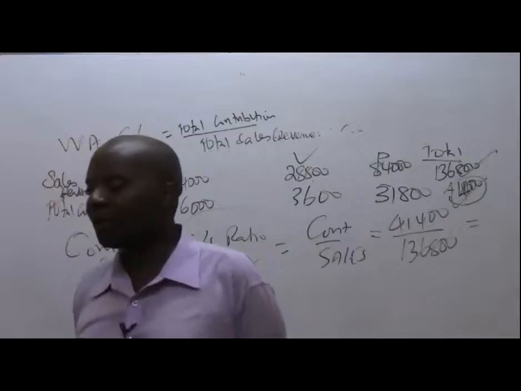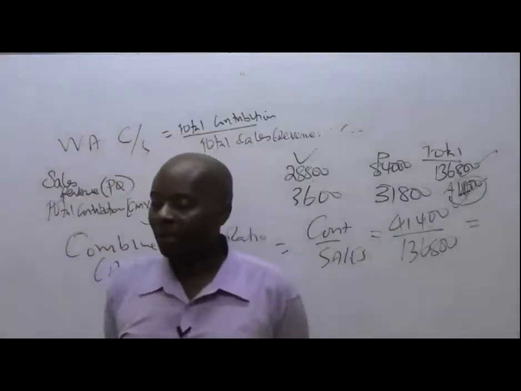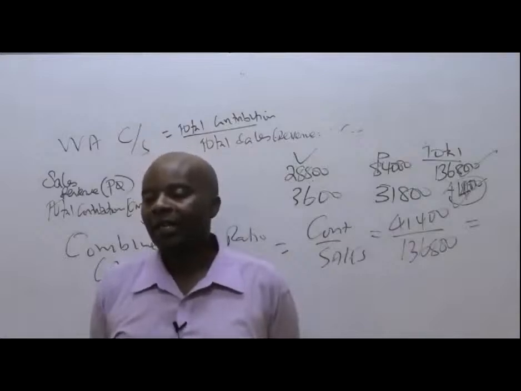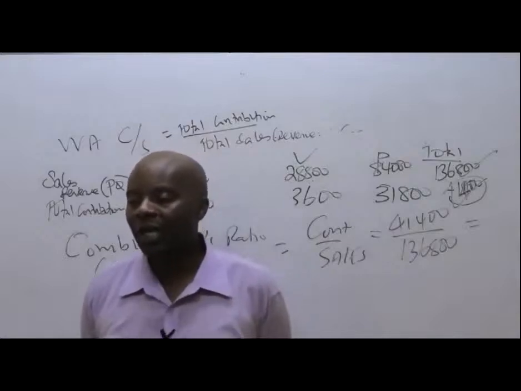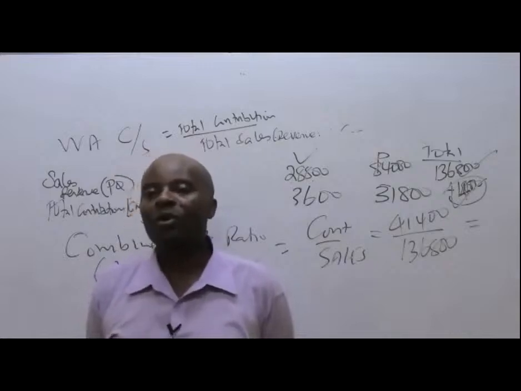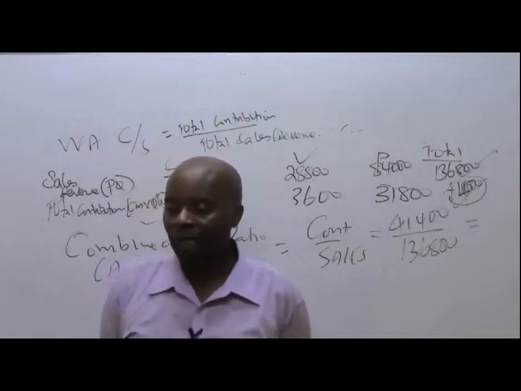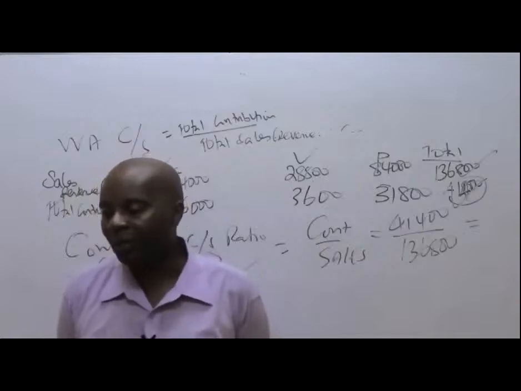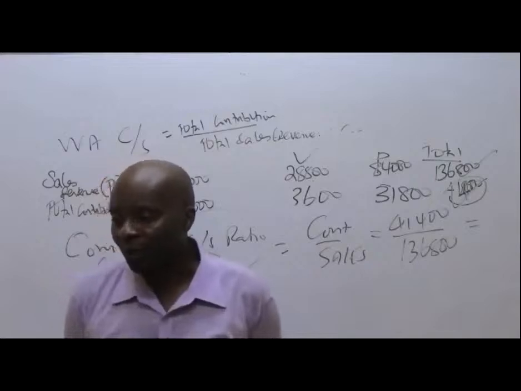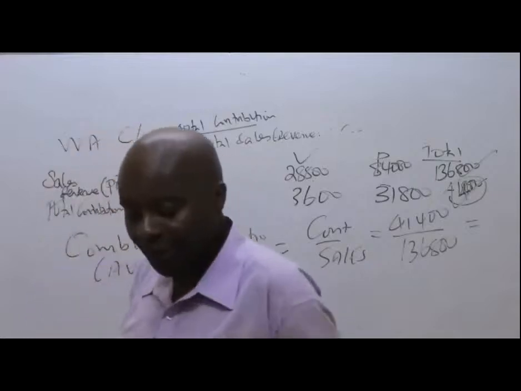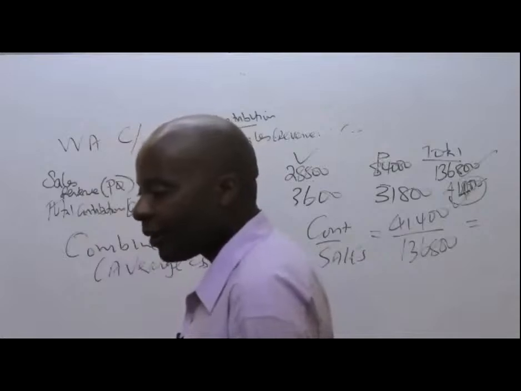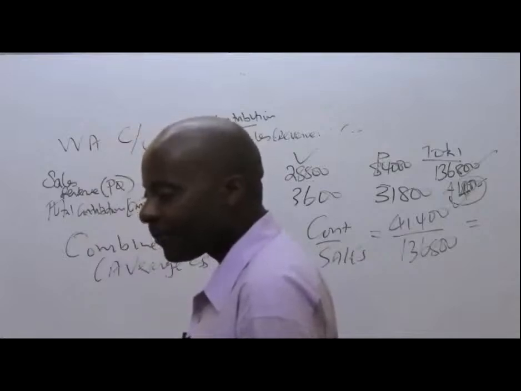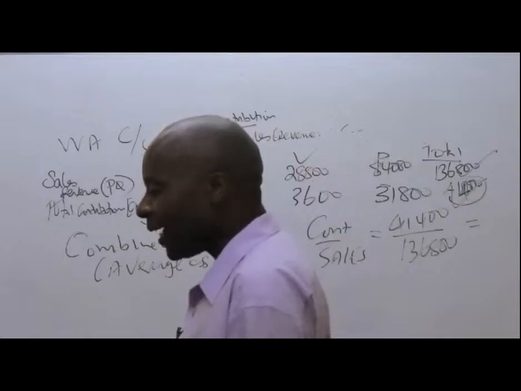Any other person who is able to get a number? 0.303. Margaret, 0.30. How about the other method? The other method gave us what answer? Who is able to remember the other method? It can't be 0.38. 1.92. The other method gave us 1.92.